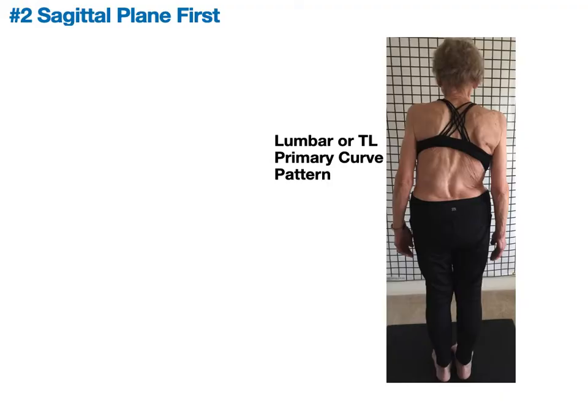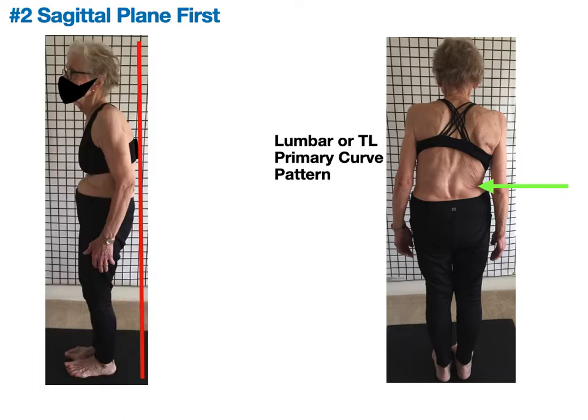This woman has a lumbar primary scoliosis curve pattern with a collapse and compression on the right concave side of her curve. But she also has a sagittal alignment challenge with a rounded back or kyphotic posture, creating a collapse and compression in front between the ribs and the pelvis. So before she can expand her right concave side, she must first find a more balanced posture in the sagittal plane to create axial elongation.